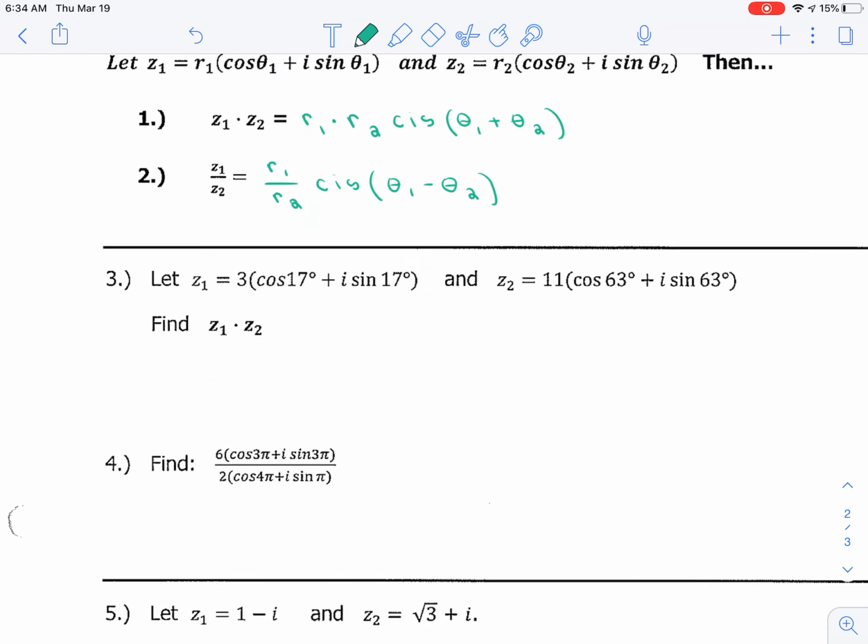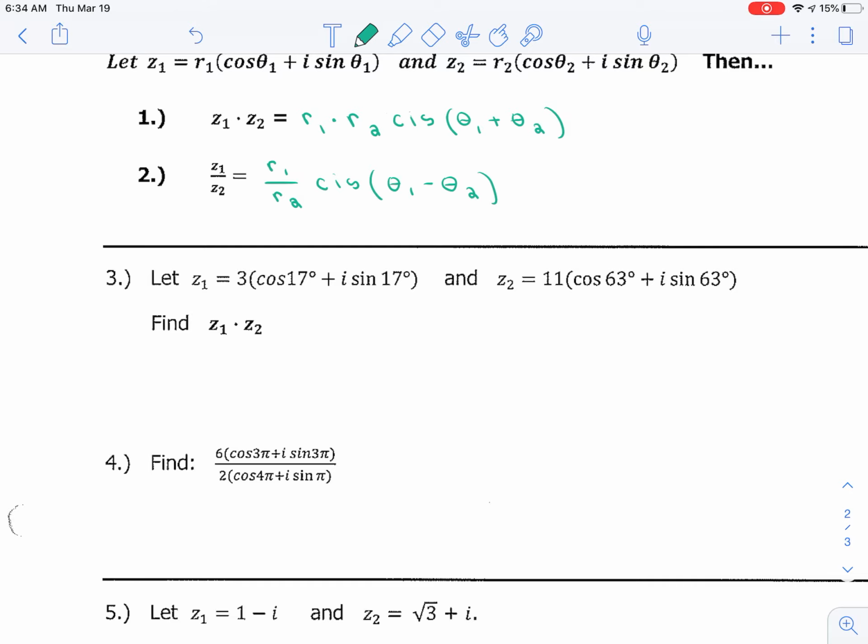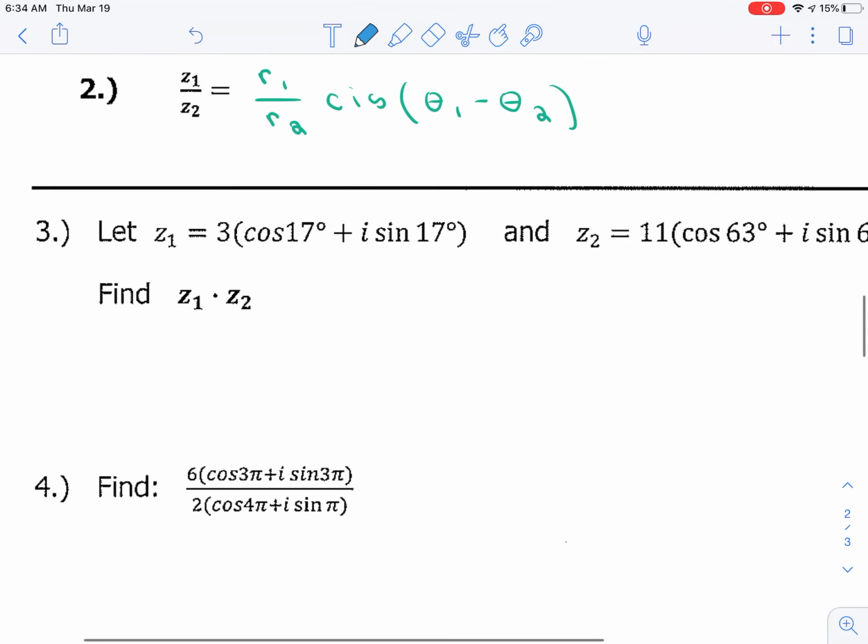So let's look at a couple problems and talk about how this is done. If you're asked to find the product of two complex numbers and they are in trig form, we are going to multiply the r values. So this is your r1, this is your r2. So we'll do 3 times 11, which is what value, McKenna? What's 3 times 11? 33. 33, good job.